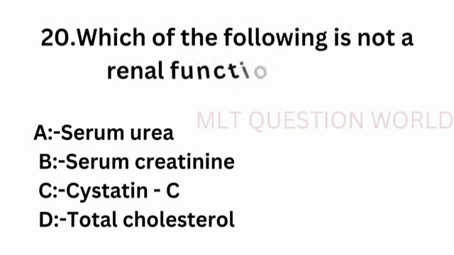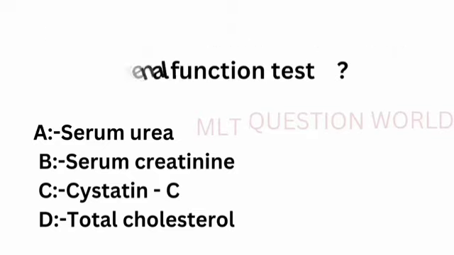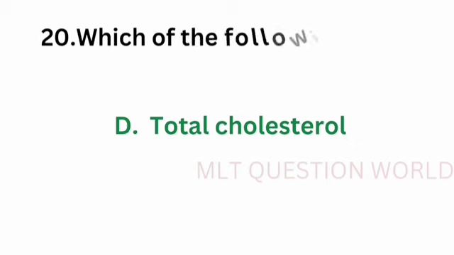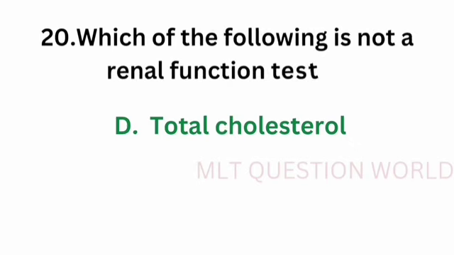Question number 20. Which of the following is not a renal function test? Option A, serum urea, option B, serum creatinine, option C, cystatin C, option D, total cholesterol. The correct answer is option D, total cholesterol. Total cholesterol is not a renal function test. All the others are renal function tests.